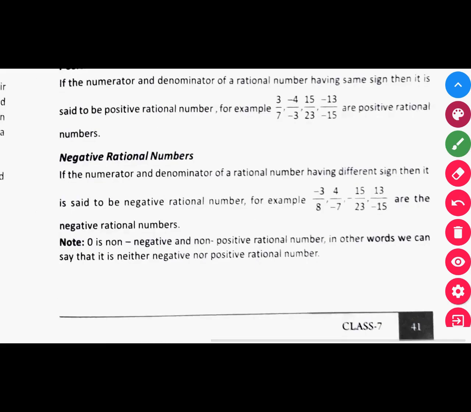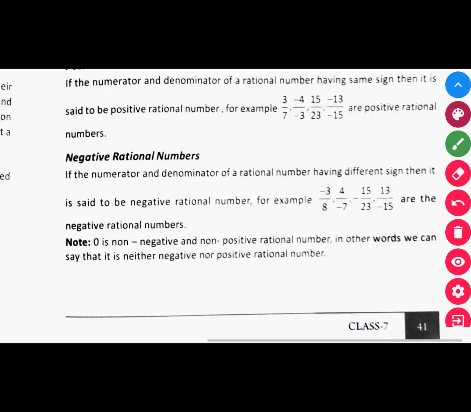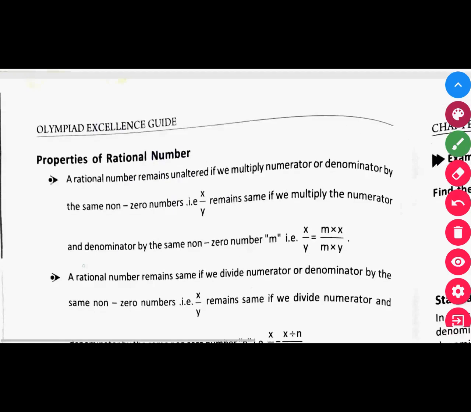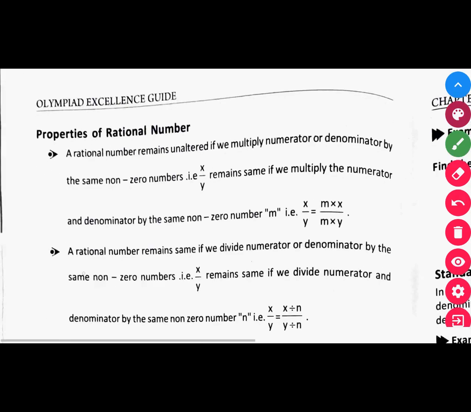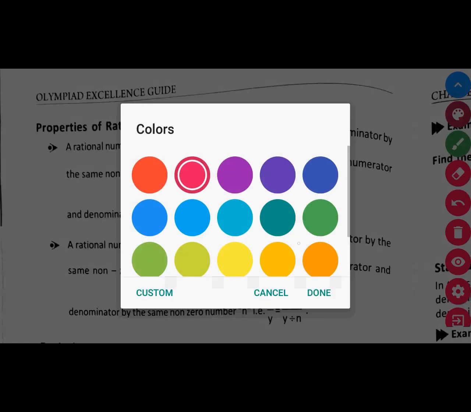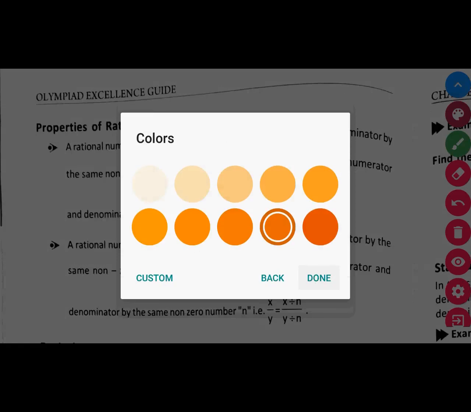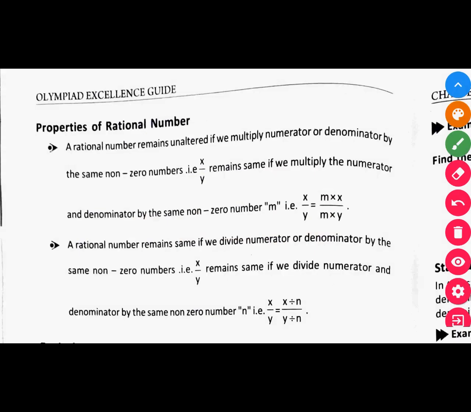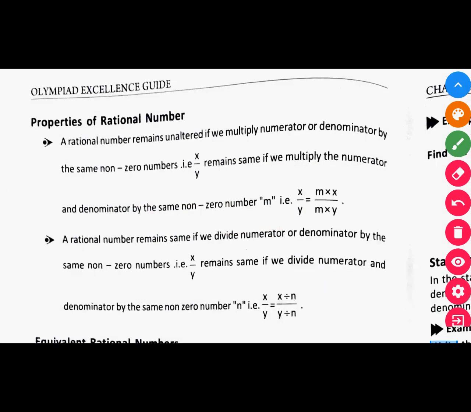Okay. Now 0 is also a rational number, but 0 is a non-negative, non-positive rational number. It is not included either in positive numbers or in negative numbers. Now properties of rational numbers we have to learn. As we did the operations on integers, multiplication, division, everything, in the same way we can do the operations on rational numbers also.